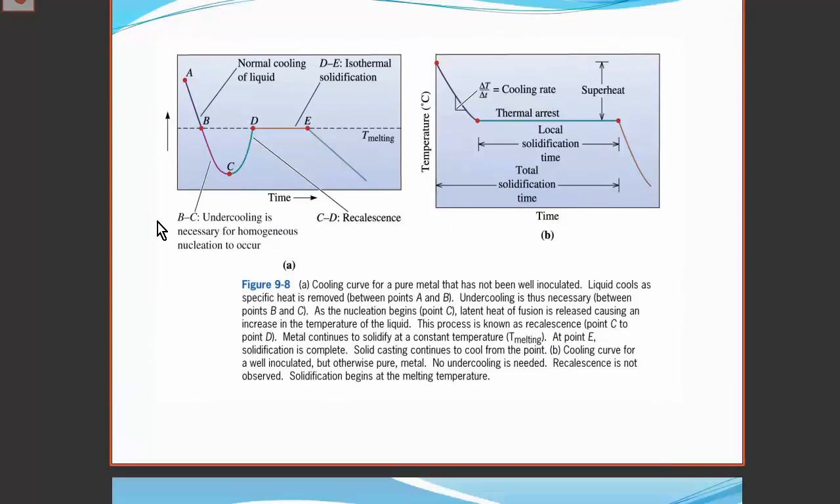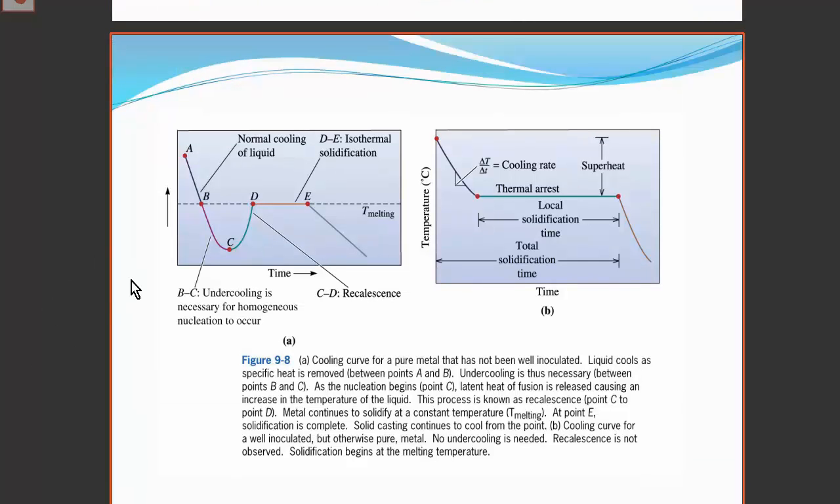Graphs of the temperature of the liquid as a function of time are called cooling curves. Here we see a section of a cooling curve. We see that initially the liquid cools below the melting point. This is called undercooling. Undercooling is required for the sufficient nucleation rate to be reached.